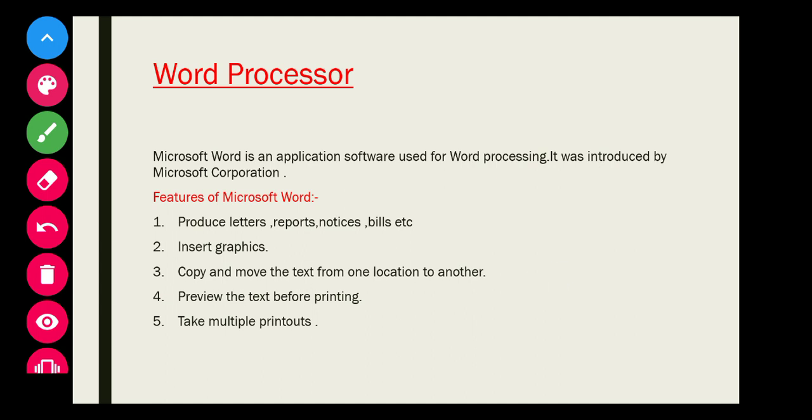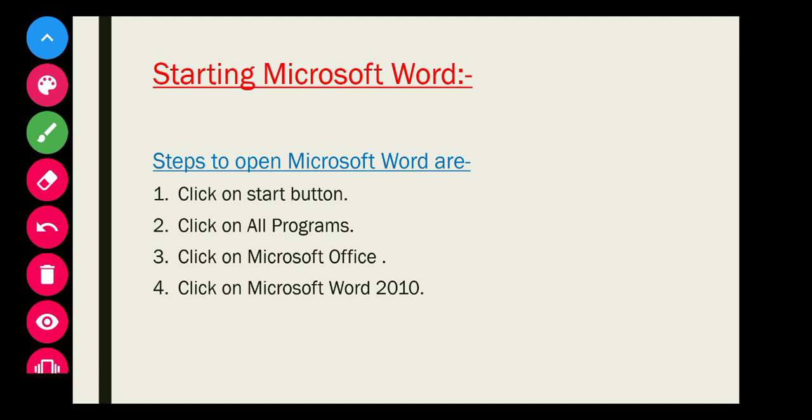Now next we have to study about starting Microsoft Word, means what all steps we are going to follow to open the Microsoft Word application. So the first step that you are going to perform is that you need to click on the start button. Next, you will click on all programs or all apps option. In some systems it is given all programs, and in some it is written all apps.